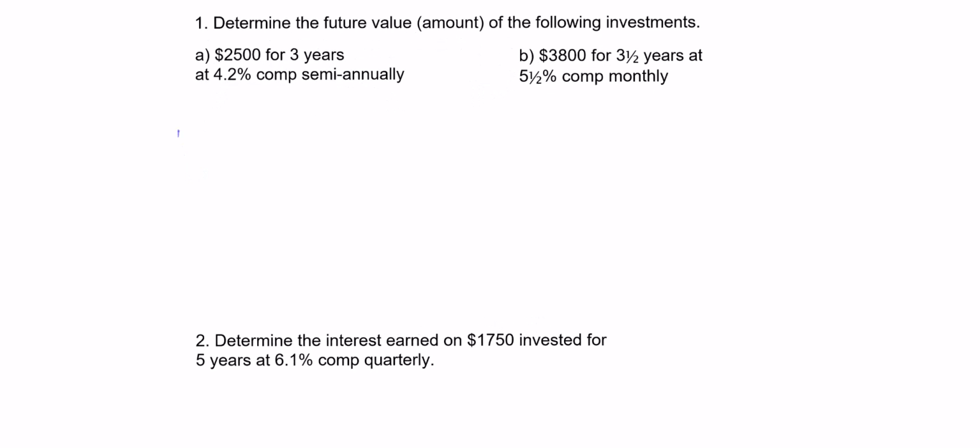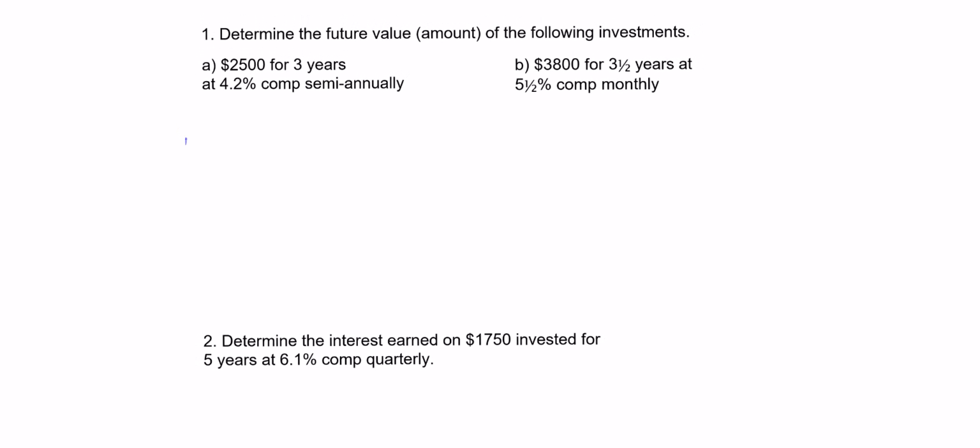So the next thing we're going to do is the calculations for this. It says determine the future value of the following investments. We have $2,500 for 3 years at 4.2% compounded annually. In order to do this in about 3, 4, 5 steps, we always start by writing out our APRON. Every time we work with compound interest problems, we always start by writing out our APRON.